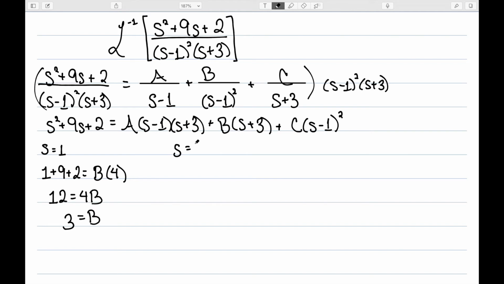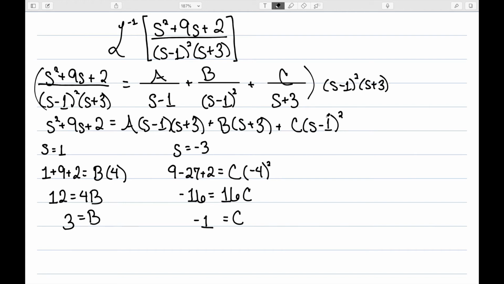Next, I'm going to let s be equal to negative 3. Negative 3 squared is 9. 9 times negative 3 is negative 27, plus 2. On the right-hand side, this A term is going to go to 0 and the B term is going to go to 0. I'm left with C times (negative 3 minus 1), which is negative 4, squared. So this is negative 16 is equal to 16C, so we have C is equal to negative 1.